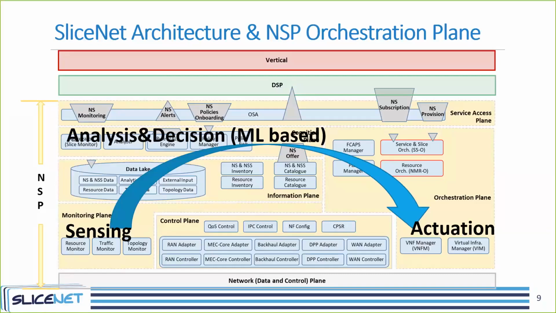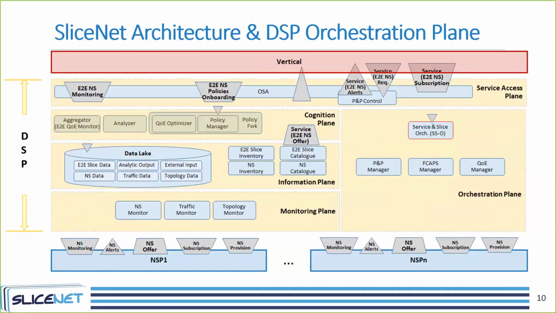Now let's go and see what's happening in the DSP. As you can see, the DSP is very similar in terms of blocks to what we have in the NSP. In here, you have also the monitoring plane. In this case, as the DSP doesn't have infrastructure itself, what the monitoring plane will do is monitor the requirements that are in the network slice. And this information will be persisted in the data lake, in the information plane.